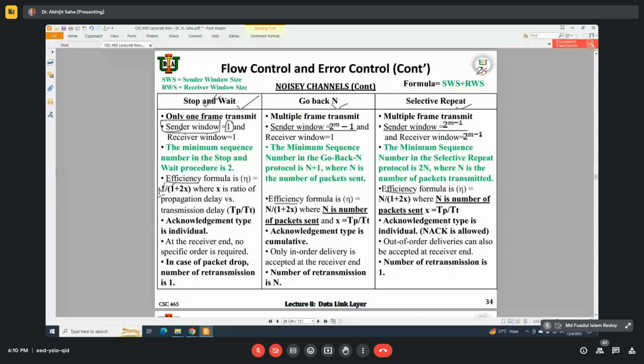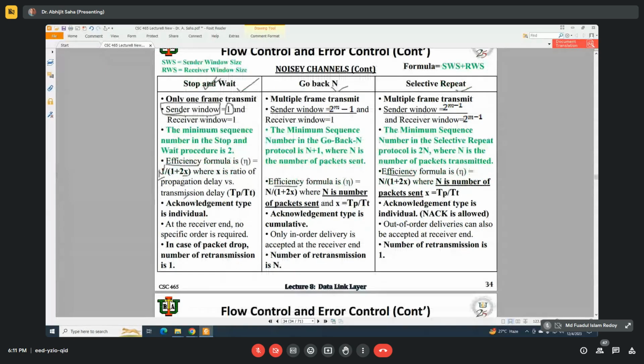Okay. So for stop and wait, the formula for getting the efficiency, eta, equals 1 divided by 1 plus 2x. The x we have here is the ratio of the propagation delay versus the transmission delay, so x equals TP divided by TT. TP is the propagation delay and TT is the transmission delay. So that is the efficiency for stop and wait.